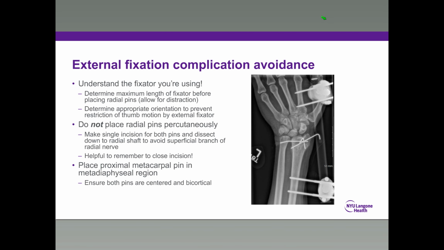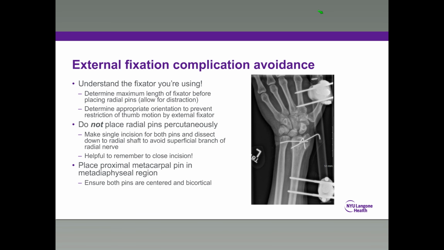Also understand the correct orientation of it so you don't end up having it so palmar that it's blocking thumb extension and abduction. You just want to make sure that you really understand how it goes. Do not put the radial pins in percutaneously. Resist the urge. You feel that nice ridge on the edge, where the bare spot is, and you're like, oh, this will be fine. Remember, what runs right over that area is your superficial radial nerve, so it's ideal to avoid that. So you want to make a full incision, dissect down, get the nerve out of the way, put the pins in. Don't forget to close the wound before you build the X-fix on top of it. Otherwise, you're very sad when it comes to the end of the case.